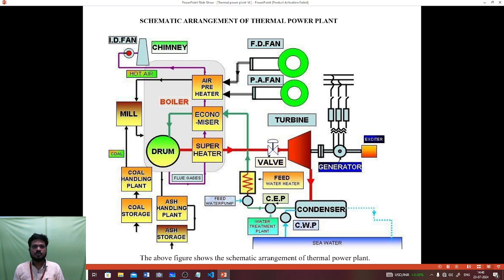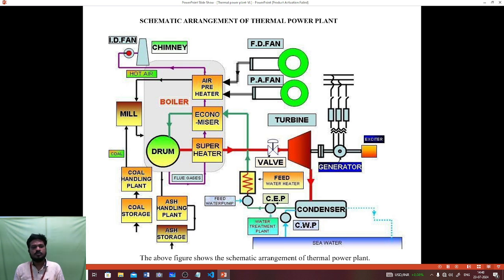Next, this is the schematic arrangement of a thermal power plant. The above figure shows the schematic arrangement of a thermal power plant, which handles the ash storage and coal storage. Coal is the main raw material, which is sent to the coal storage. Next, the coal is handled by the coal handling plant, where it is finely sized. And then it is sent to the mill, and from the mill it is sent to the boiler to burn.